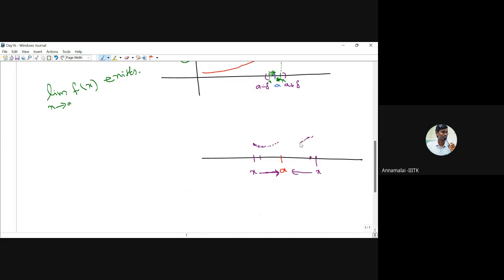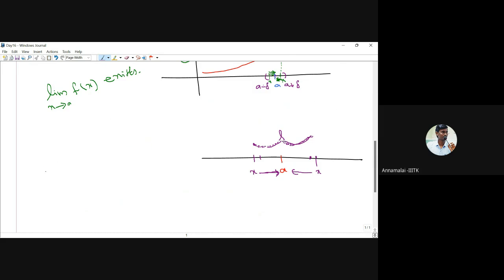So if x approaches A from the left and right hand side, the corresponding values of f approach some point. Suppose x approaches A from the left hand side, and from the right, and both the values approach L, that is f of x approaches L, then the limit exists. That means the right hand limit exists, the left hand limit also exists, and both values should be L. Then we say the limit exists.